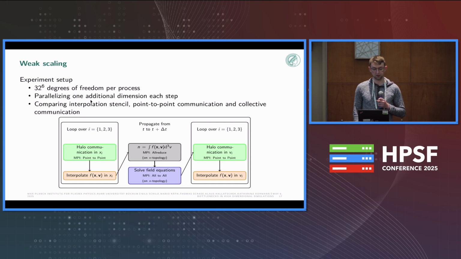The experiment setup is the following. We do a weak scaling with 32 points in every direction. We parallelize one additional dimension in each of our weak scaling steps, and we compare the following runtimes: the interpolation stencil, the interpolation, the halo communication point-to-point, the reduction of n, and the solution of the field equation, which is a Fourier transformation.